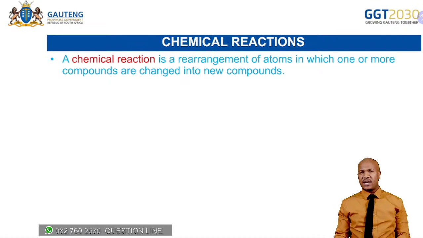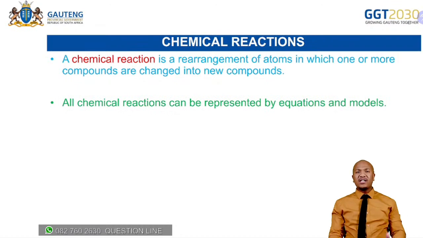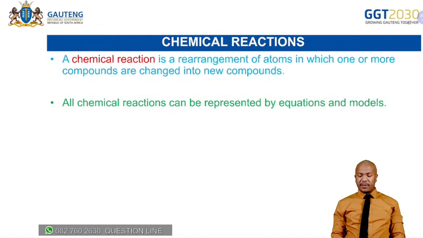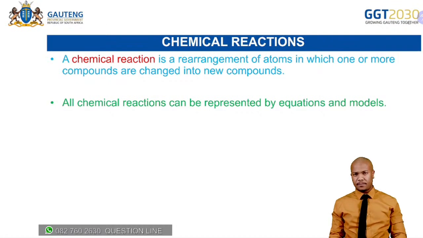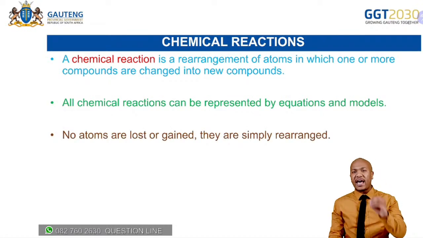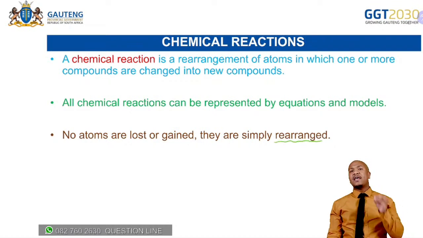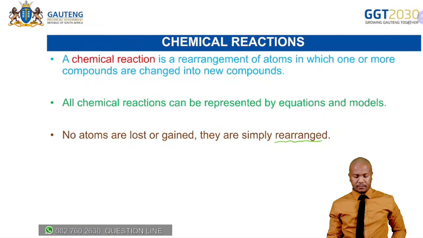Now let's proceed with the lesson. All chemical reactions can be represented by equations and models. As they are represented by equations and models, note that no atoms are lost or gained. They are only rearranged, or simply rearranged.